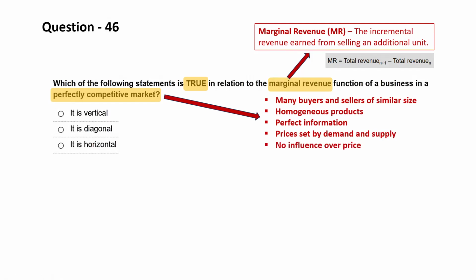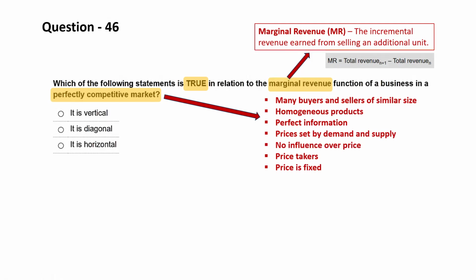meaning that they are price takers. This essentially means that they can't charge a different amount to that set by the market. So the price is fixed. So what will this mean for marginal revenue?